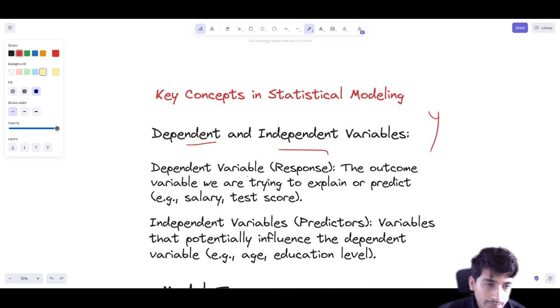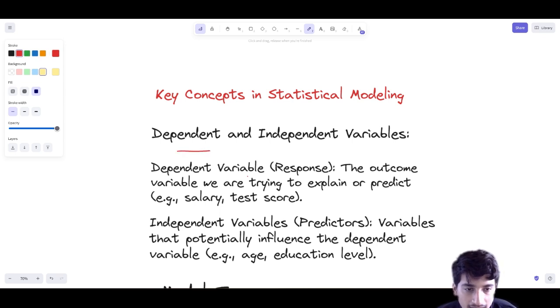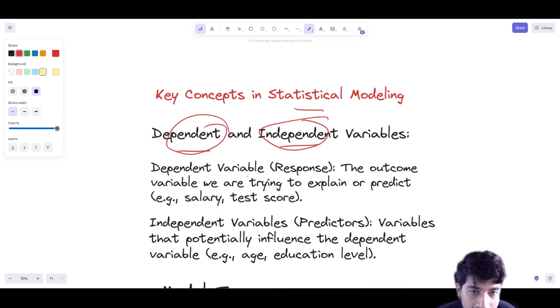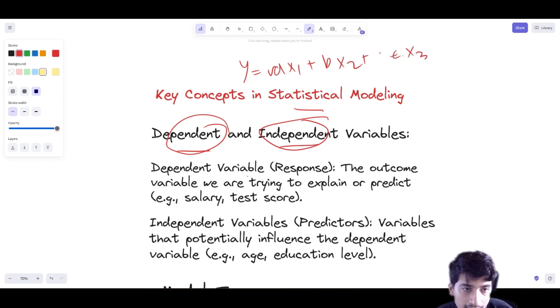Now it's time to learn about the key concepts in statistical modeling. There are two terms we need to know: dependent and independent variables. We have an equation something like this: Y is equal to ax1 plus bx2 plus cx3, and so on till xn, and it could be any numerical value ranging from 0 to 1. Here Y is dependent on these terms, so it is known as the dependent variable.